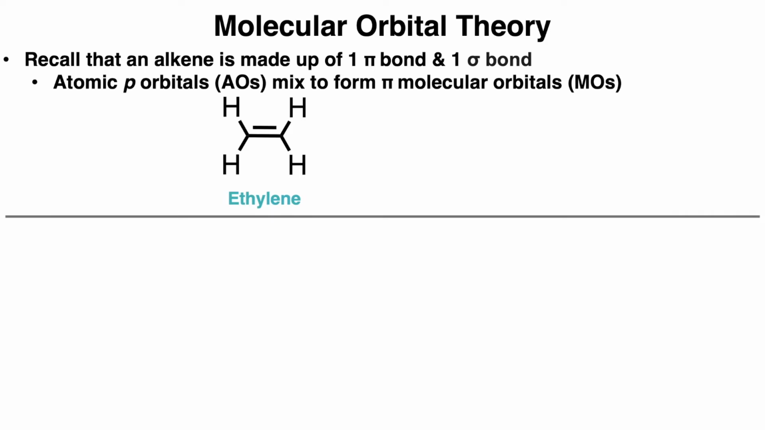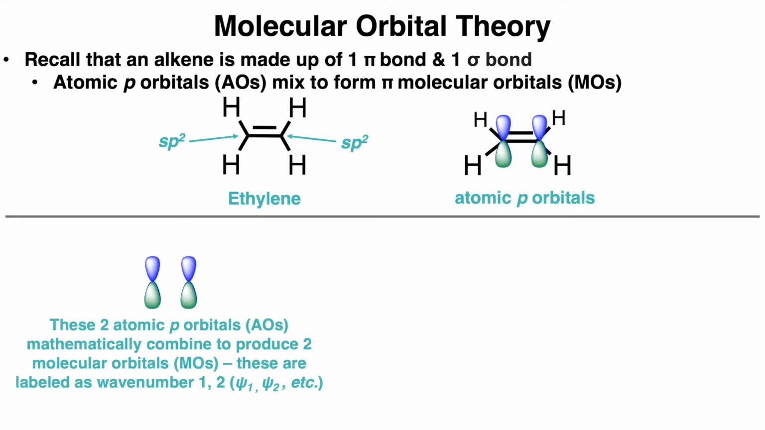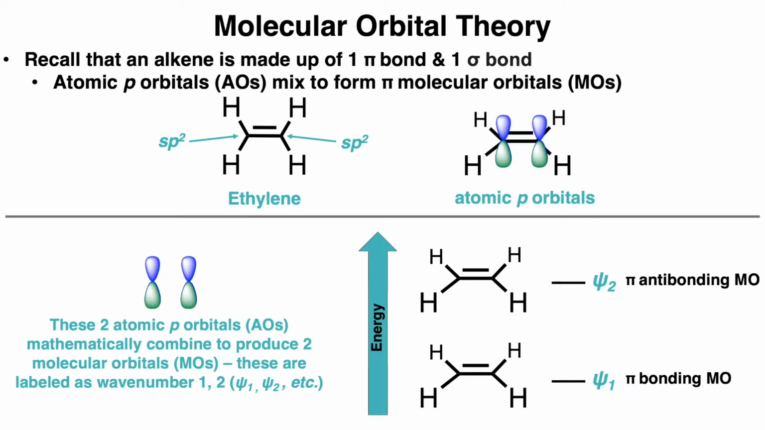Recall that every alkene is made up of one pi bond and one sigma bond. Carbons that make up an alkene are sp2 hybridized, where two atomic p orbitals mix or mathematically combine to form pi molecular orbitals, and these are labeled as wave number 1, 2, etc., starting from the bottom and increasing in energy going upwards. Since the molecule ethylene contains 2 pi electrons, we're going to fill the MOs with 2 electrons in the lowest energy MO. MOs that contain electrons are called bonding MOs, and the ones that do not contain electrons are called anti-bonding MOs.